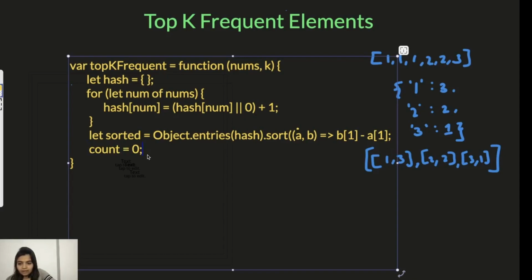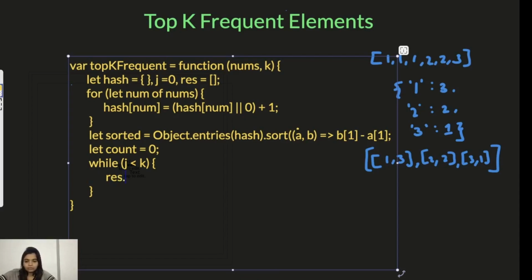For that, we'll have one variable, a counter, while j is less than k. Over here we have to also declare j, so j will be 0. We will be using j as an iterator for k. We also have to store our result. For that we will have an array res. Now while j is less than k, what do we have to do? We have to add our item into the result array: result.push Number of sorted j, 0.